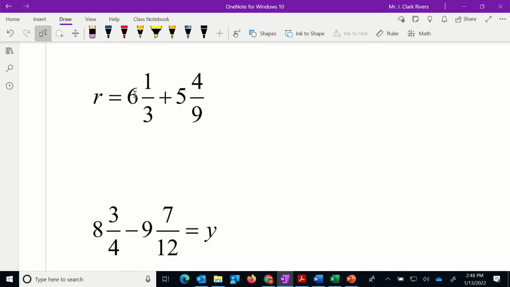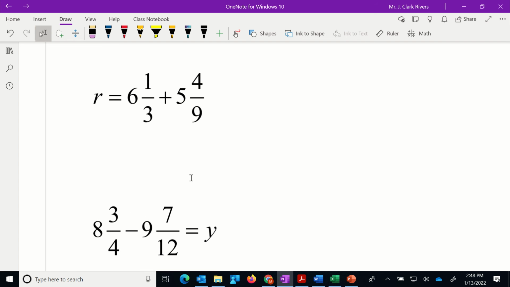Okay, we got a couple options here. One option is to convert everything to improper fractions, right? The problem with that is this is going to be kind of large. These are going to be kind of large as well. That's one option, convert everything to an improper fraction.